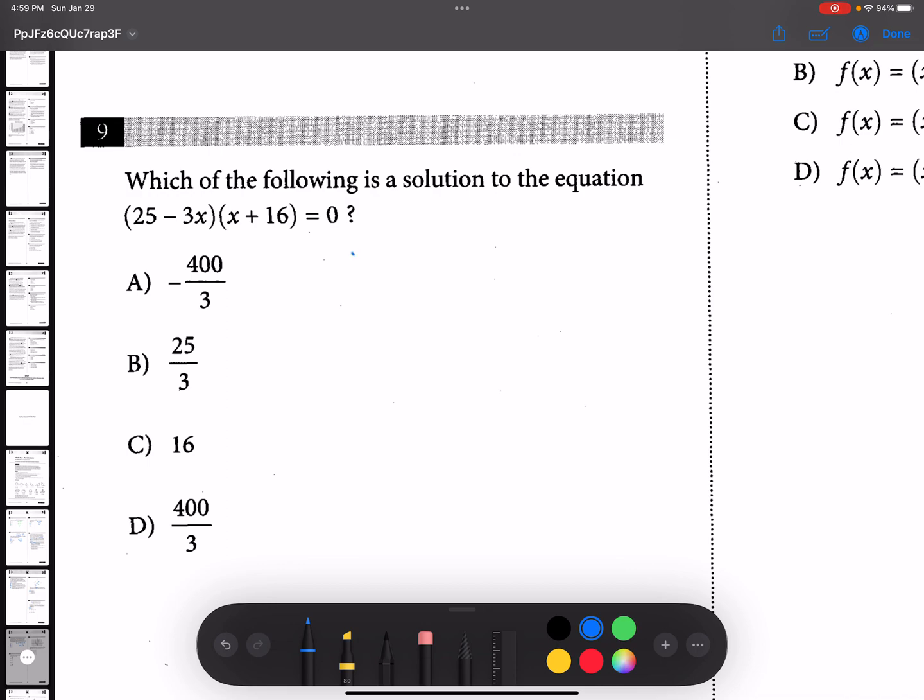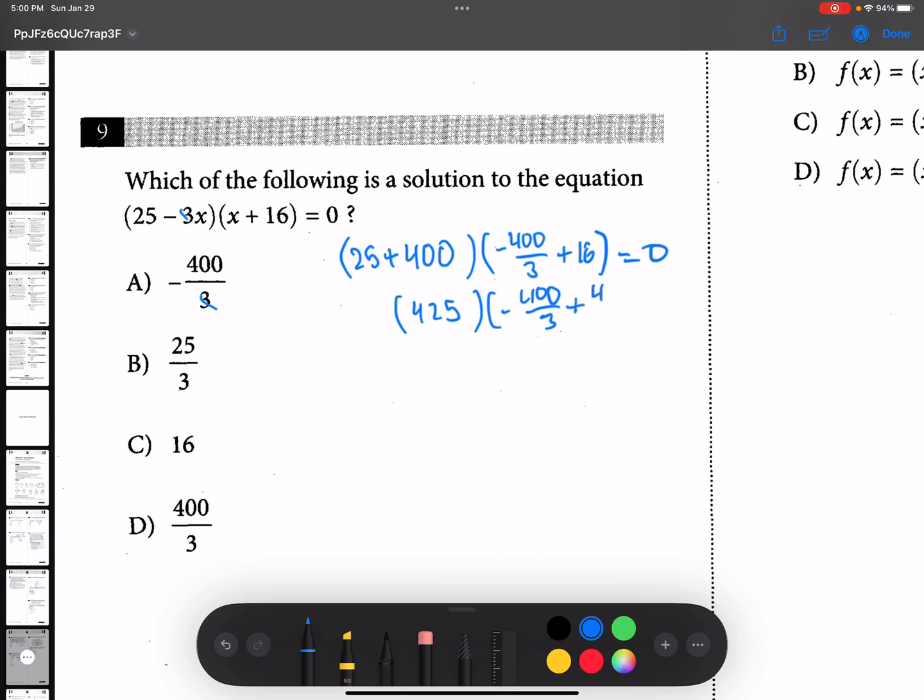Let's take A, that'd be 25 minus, so that'd be plus because both of them are negative. We get rid of the 3, which is the denominator. We get plus 400 in parentheses, minus 400 over 3 plus 16 is equal to 0. So 425, 16 times 3 minus 400 over 3 plus 48 over 3. That is definitely not equal to 0. So A is not the answer.